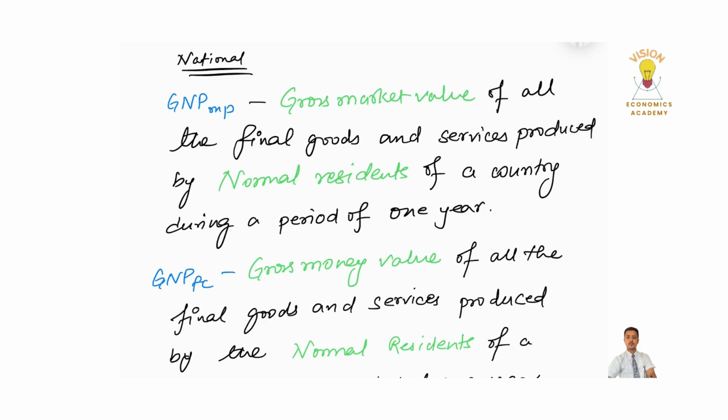GNP MP is the gross market value of all the final goods and services produced by normal residents. So this does not mean whether you are producing within the domestic territory or not. Any normal resident producing from any part will come into national product. So the difference is gross market value and normal resident.